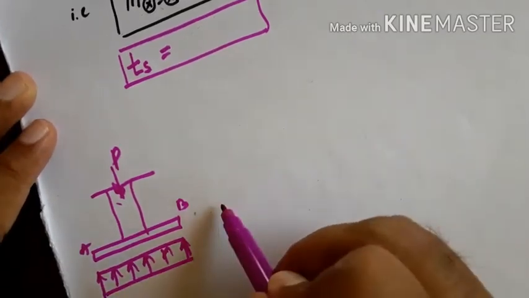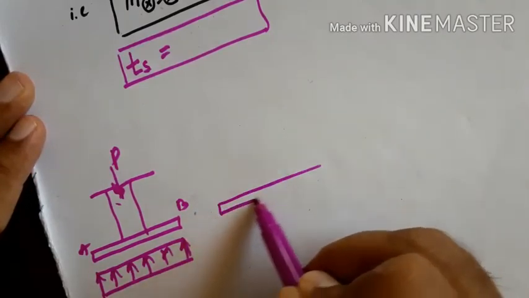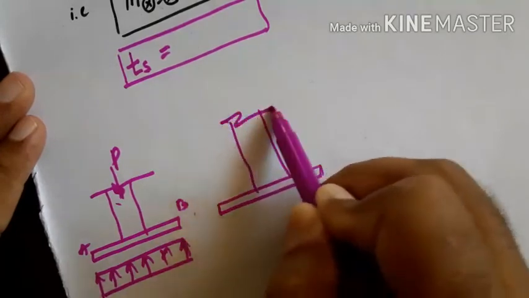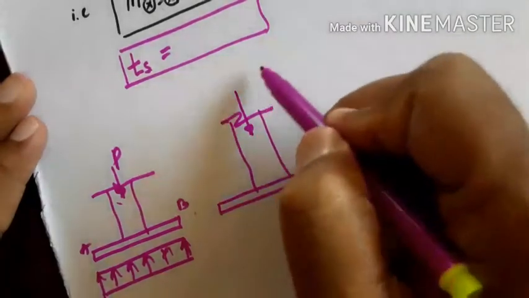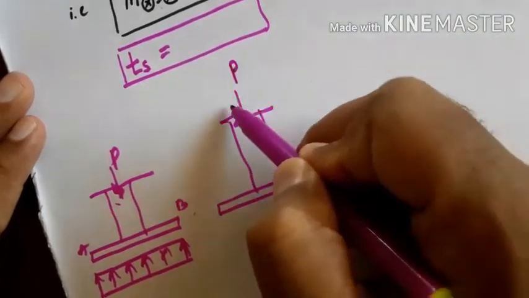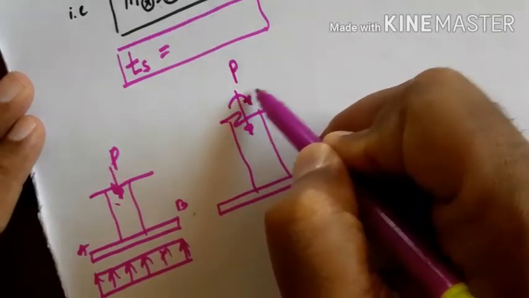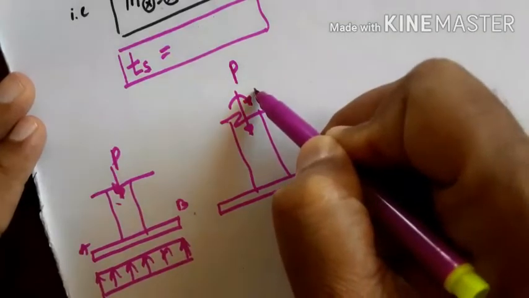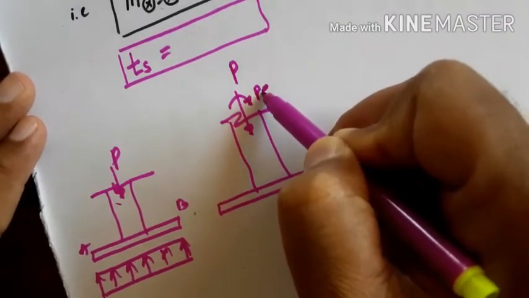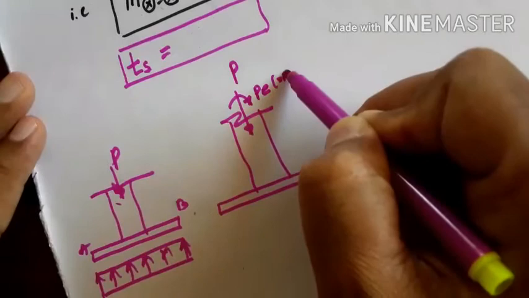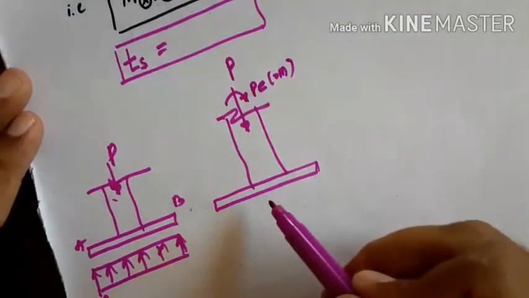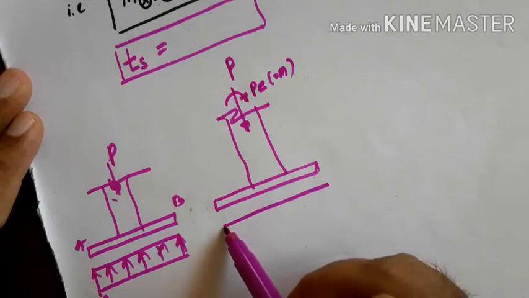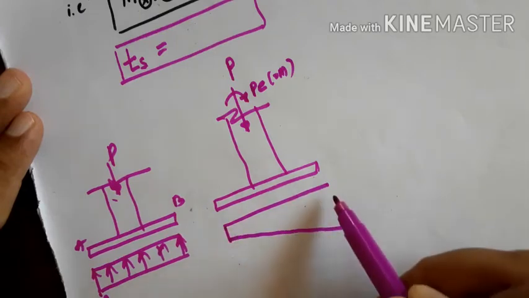Suppose the column is resting on the base plate and the load P is acting, accompanied with a bending moment. If the load is acting eccentrically, we get a moment of P into e, which is nothing but a moment. Because of this, the stress distribution underneath the column you get like this. Sometimes you may get it like this.